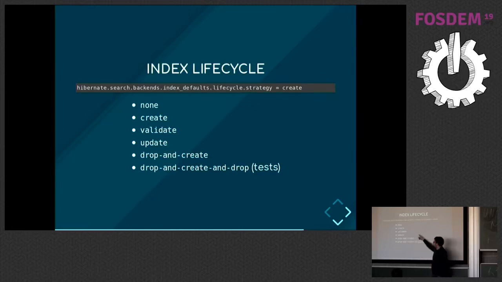You can tell Hibernate Search to expect the schema to exist and to validate it if it matches the configuration you have in your application. You can tell it to update the schema automatically, which is a bit more dangerous because updates can fail. Of course, if your mapping changed in a way that data needs to be reindexed, this kind of strategy will fail. But still, it's useful in development environments.